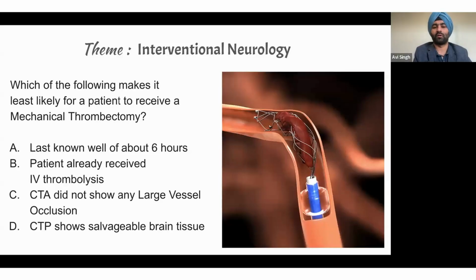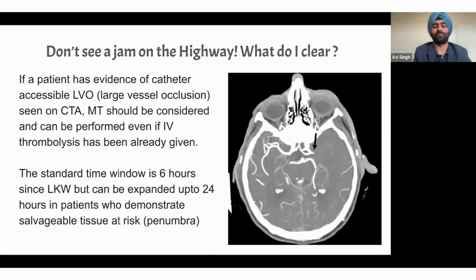And we went through the whole process of why and why not every answer was relevant or not. They understood that mechanical thrombectomy's window is separate from IV thrombolysis. So A does not necessarily rule it out. B means a patient having received IV thrombolysis does not exclude a person from receiving mechanical thrombectomy, which reiterates the concept that these are two separate windows and a patient can receive either. And CTP showing salvageable brain tissue means there's tissue to save. However, the answer being that if a patient does not have a large vessel occlusion, they should not be considered, and a mechanical thrombectomy can be performed even if IV thrombolysis has already been given.